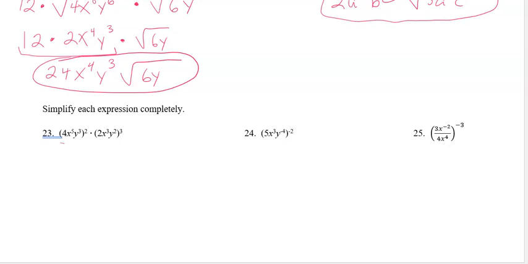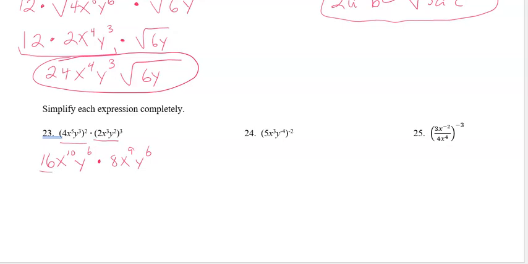This first expression, everything gets raised to the second. So 4 to the second, x to the 5th raised to the second. That's just when you multiply exponents together. x to the 5 times 2 power. y is going to be to the 3 times 2 power. And now over here, 2 to the 3rd is 8. x to the 3 times 3 power. y to the 2 times 3 power.